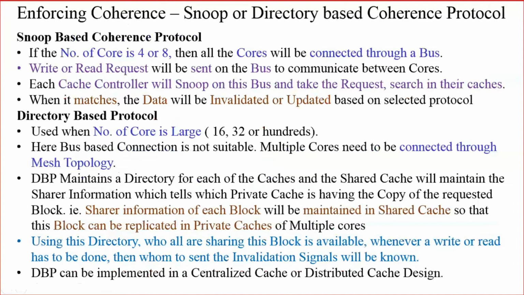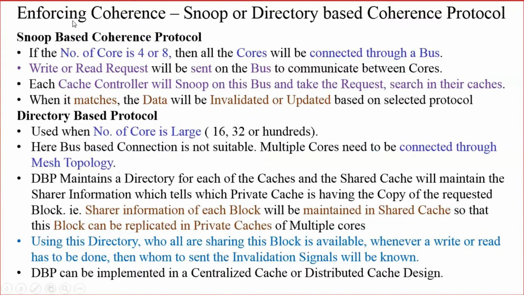So next, there are two more types of protocol which will be implemented based on the number of cores present in the system. The previous two protocols are the actual types of protocol. These are the two protocols which are implemented in a multi-core system based on the number of cores. So the underlying cache coherency protocol remains the same, that is invalidation or update protocol.